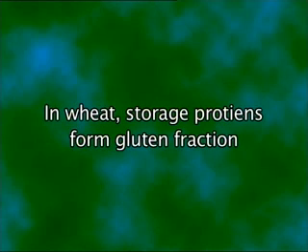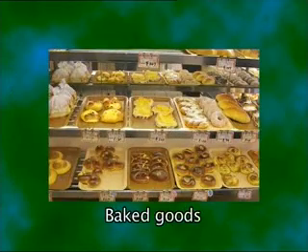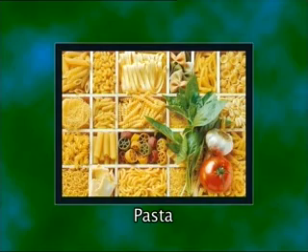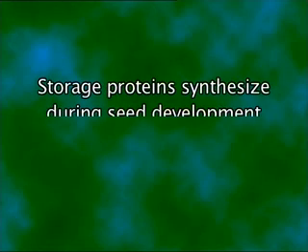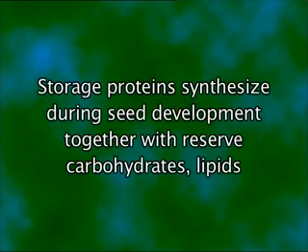In the case of wheat, the storage proteins form the gluten fraction, whose properties are largely responsible for the ability to use wheat flour to make bread, other baked goods, and pasta. These properties are not shared by the storage proteins of other cereals. Storage proteins are synthesized during seed development together with the reserve carbohydrates and lipids.